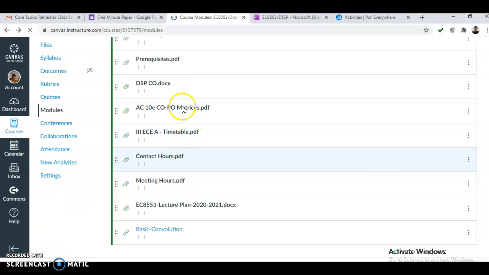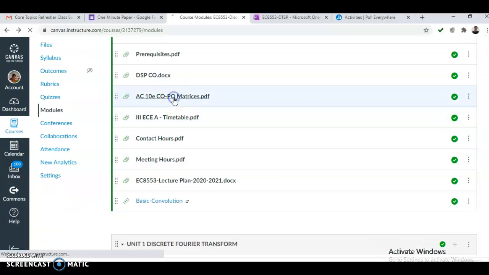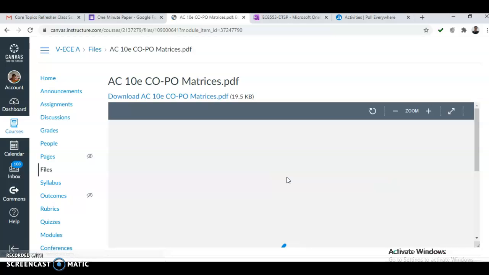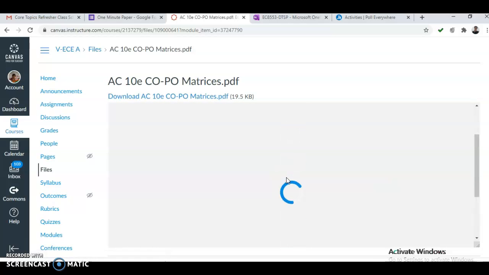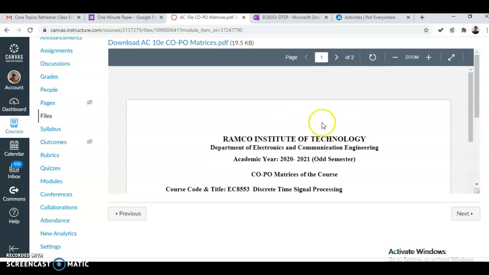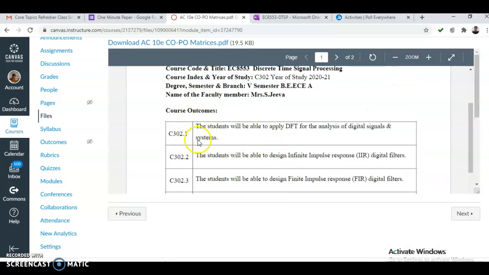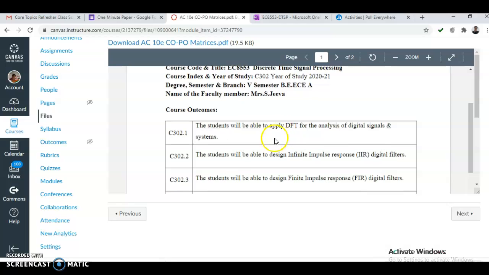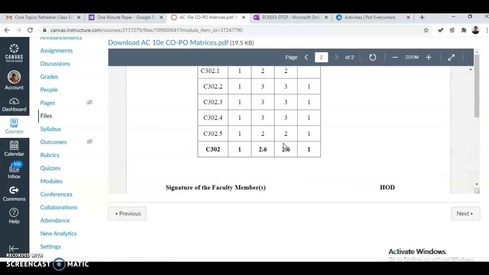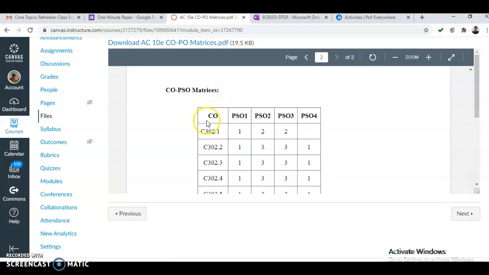We included the CO-PO matrix. It shows the course objectives and outcomes and the CO-PO mapping. PO1 to PO12 are also available. So these are the course outcomes. Each unit has one separate outcome, and here the CO-PO matrix and PSO matrix are mapped.